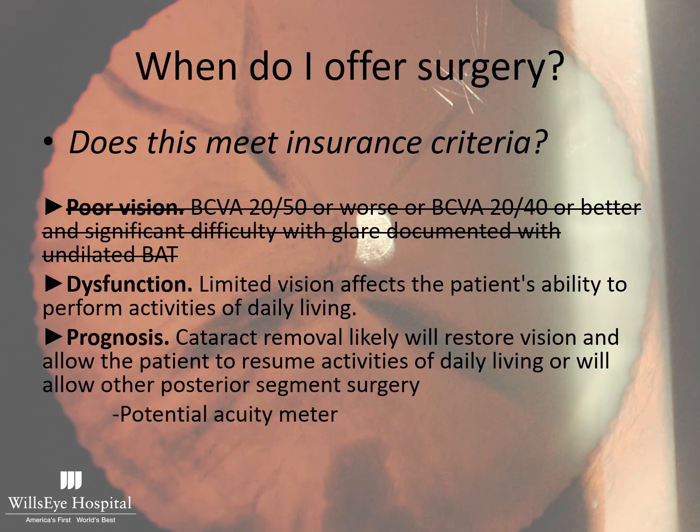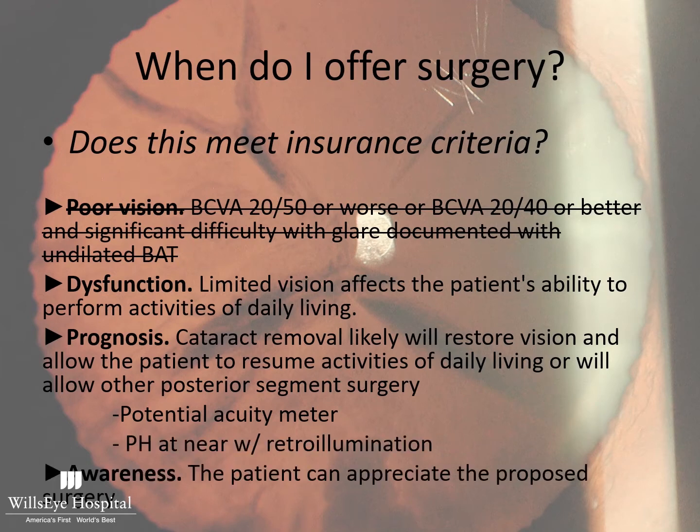If you're having difficulty telling what a patient's potential vision is, you can use a potential acuity meter hooked up to the slit lamp or pinhole at near with retroillumination. So you want to have the patient hold the pinhole occluder up, give them a near card, and darken the lights in the room and provide very bright light onto the near card.